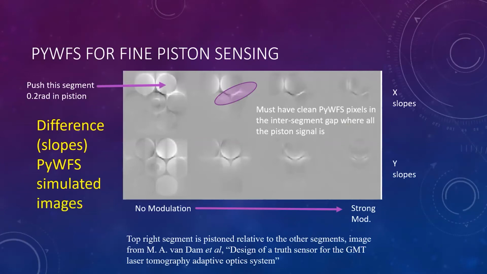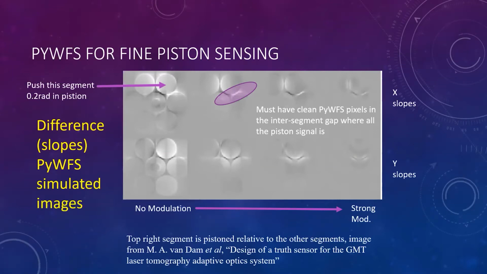As most of you probably know, when you're using a piston mode, if you piston a segment, simulations show that most of the signal falls actually in the gap between the individual segments on the pyramid wavefront sensor. So I'm going to call these things gap pixels. And these gap pixels are very, very important, because as you increase the modulation to increase the linearity of the pyramid sensor, most of the signal, almost all the signal, is in these gap pixels. So it's a kind of a rare case.